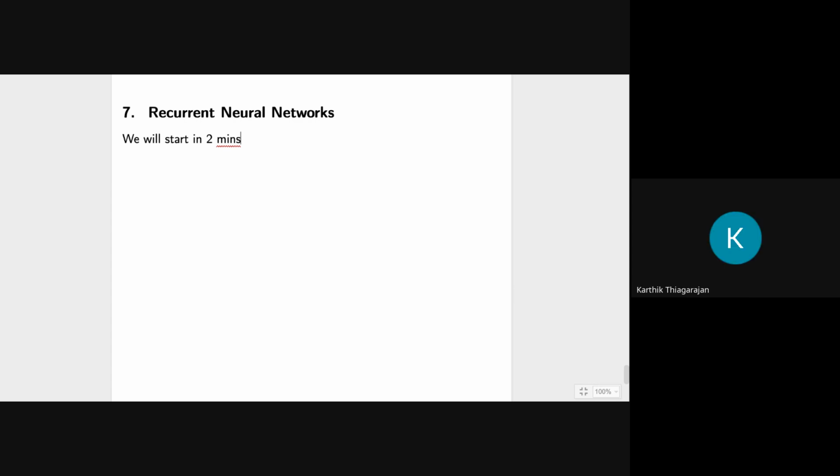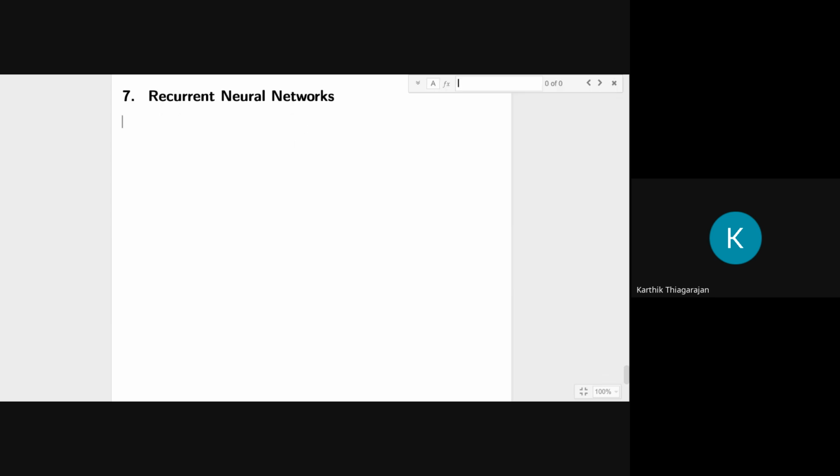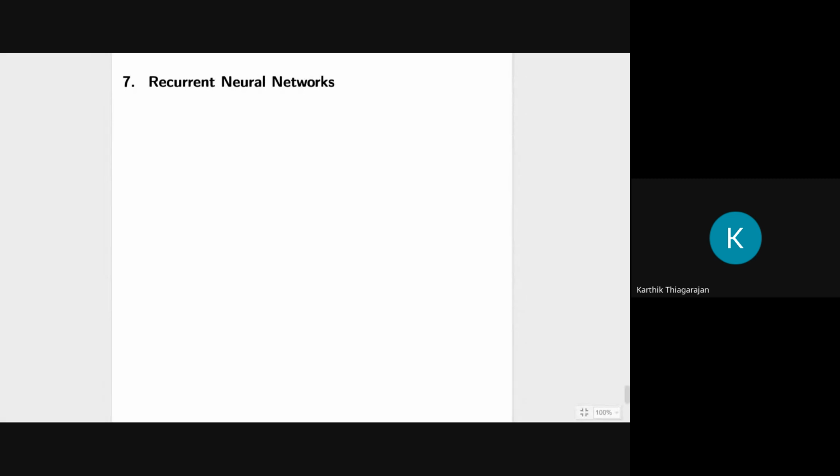Okay, so we will start RNNs today. What we have seen so far are different ways to learn word embeddings: CBOW, skipgram, SVD, and all that.